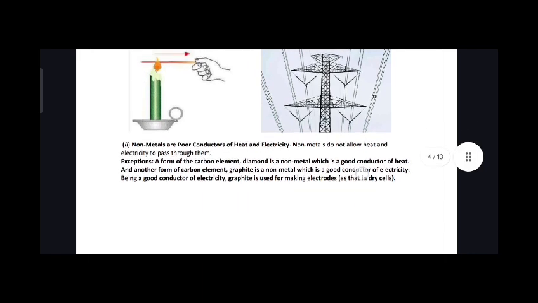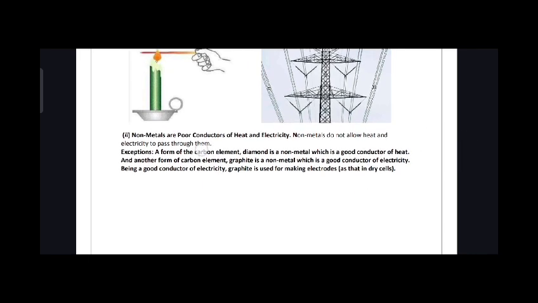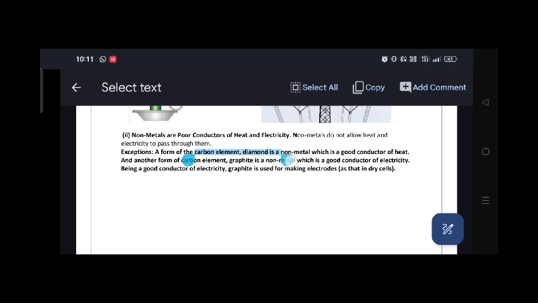Although there is an exception. Carbon is an element which is a non-metal. One form of carbon is diamond. Although this is a non-metal, it is a good conductor of heat. Another form of carbon is graphite. Though it is a non-metal, it can conduct electricity.